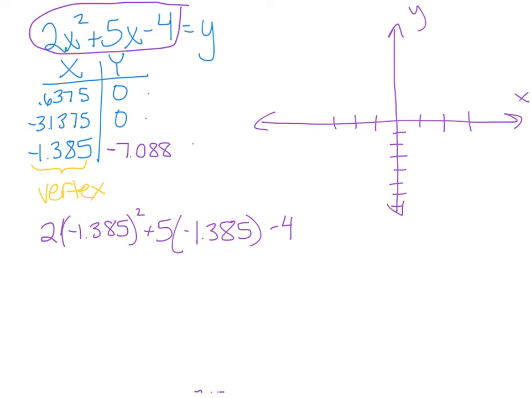We've got 0.6375. Okay, so that's a little bit more than half. Negative 3.1, so that's a little bit more than 3. And negative 1.385. Here's negative 1.3. It's not halfway, a little bit more than halfway. Oops, I don't want to put it there. It's going to go down.